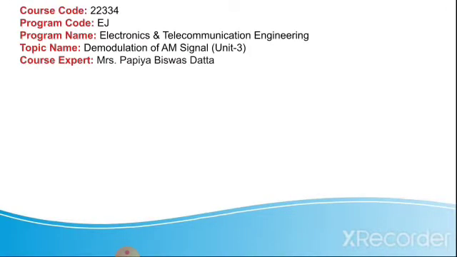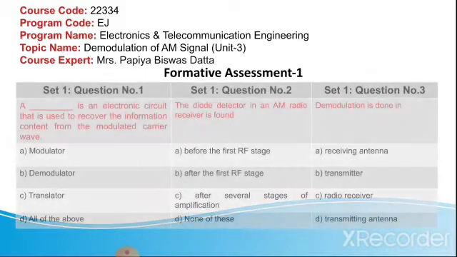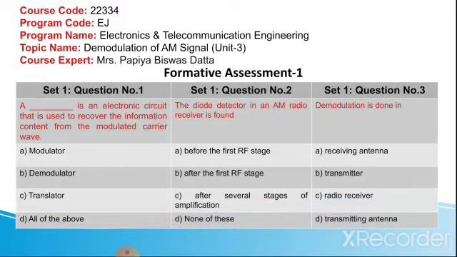Now, let's take a minute and try to answer these questions. A dash is an electronic circuit that is used to recover the information content from the modulated carrier wave. The diode detector in an AM radio receiver is found where, and demodulation is done in which stage?